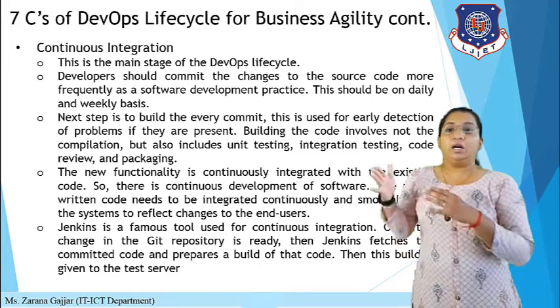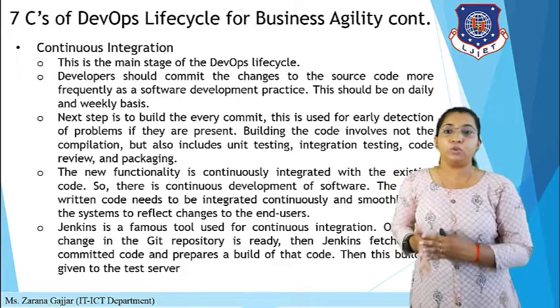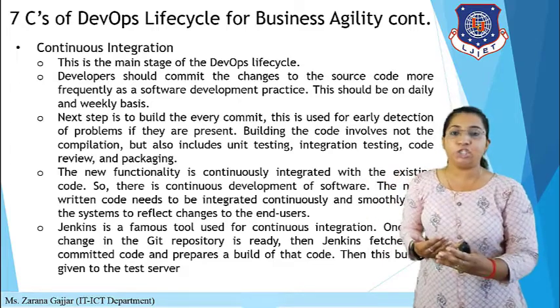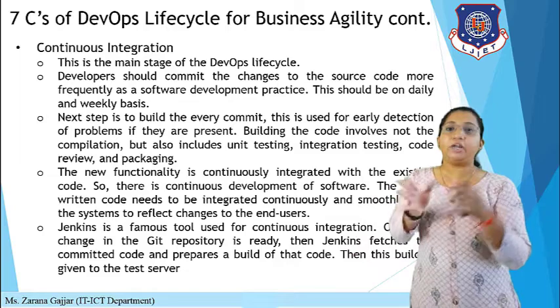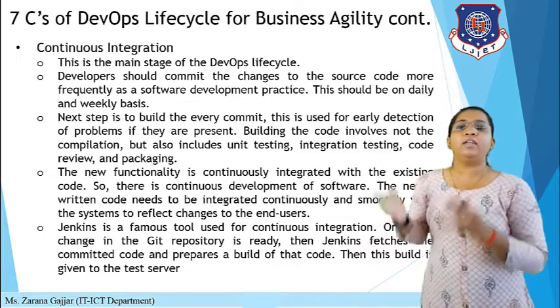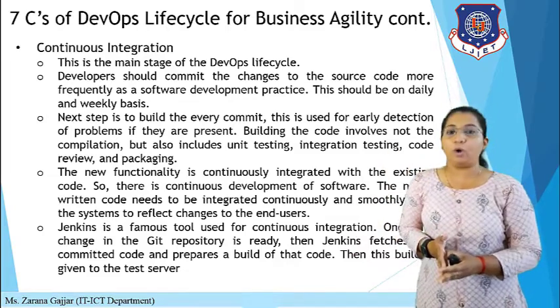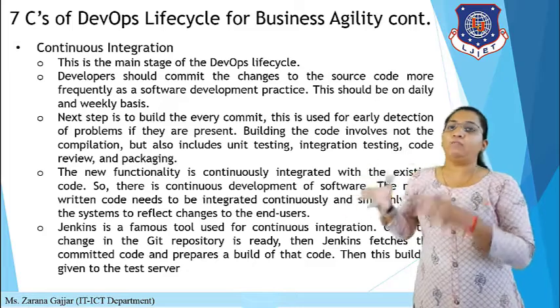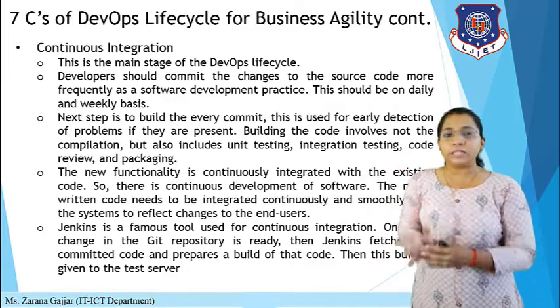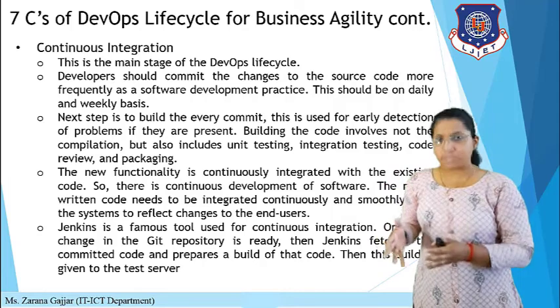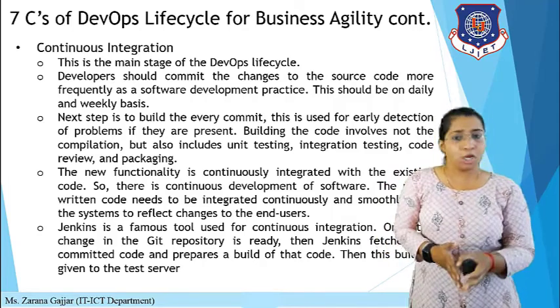Here Jenkins is one of the famous tools used for continuous integration. Once the change in the Git repository is ready, Jenkins fetches that code and prepares a build of that code. Then this build is given to the test server or the production server.